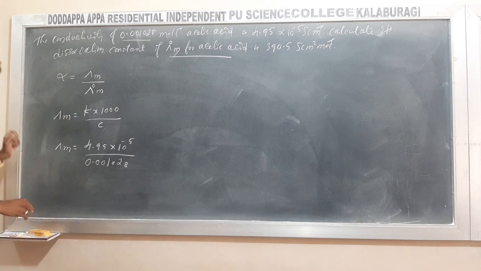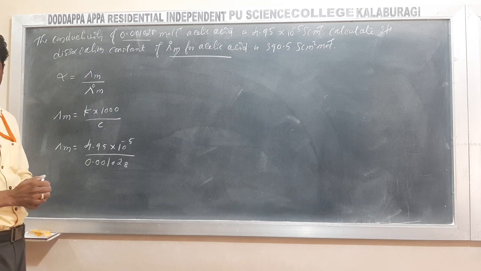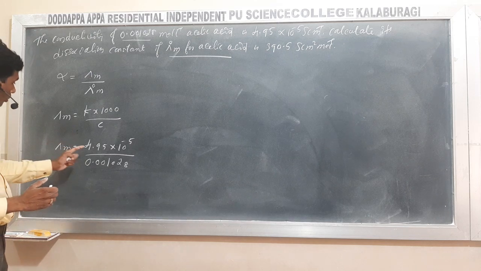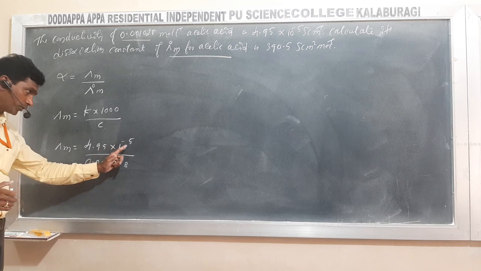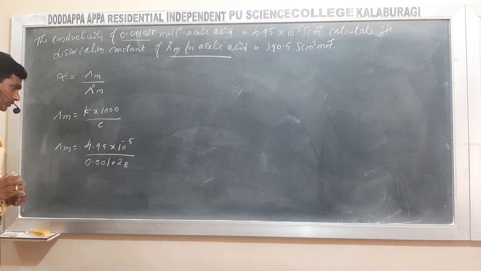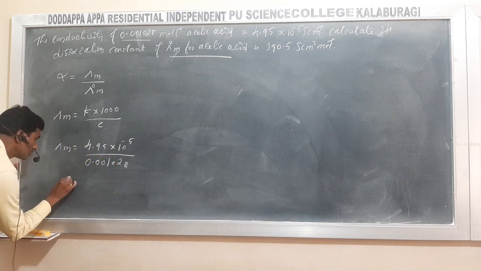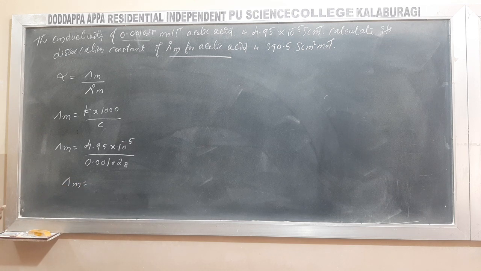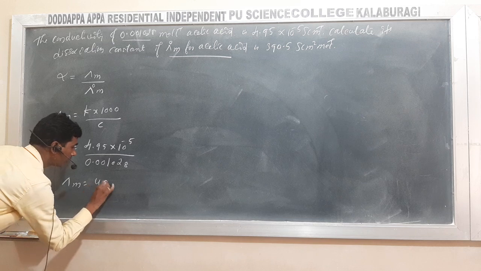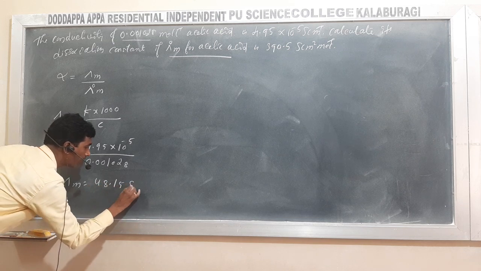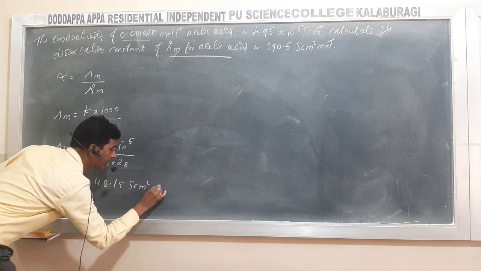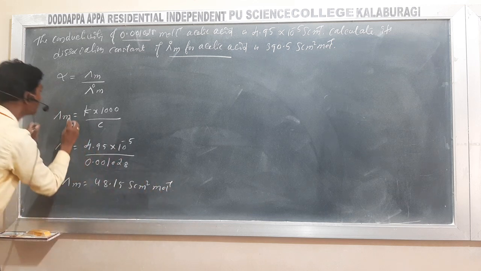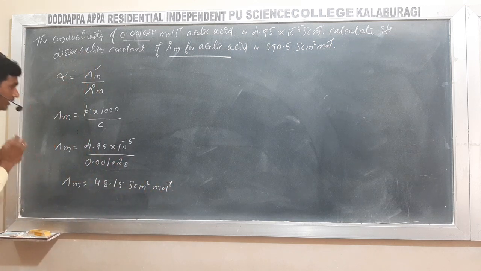What is the concentration? 0.001028. So you have to multiply 4.95 into 10 to the power of minus 5 divided by 0.001028. So what is the molar conductivity? Molar conductivity is nothing but 48.15 Siemens centimeter square per mole. So this is the molar conductivity.